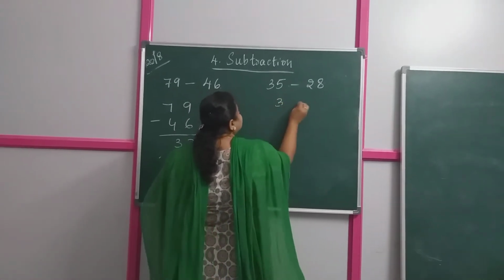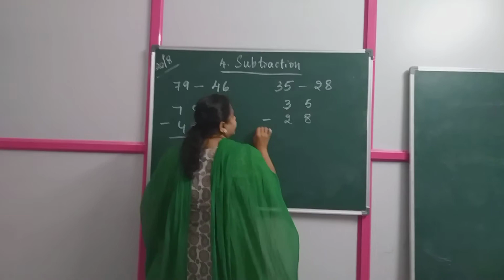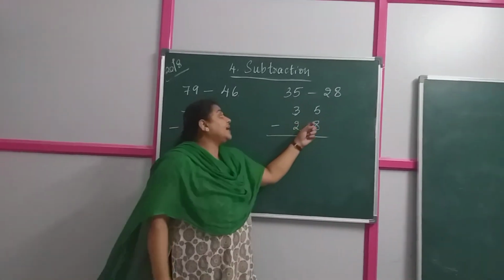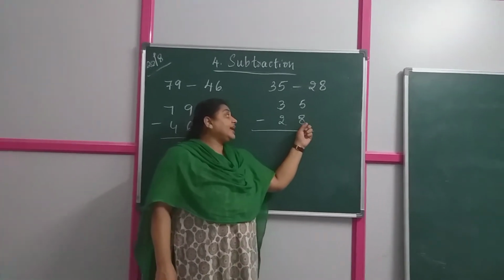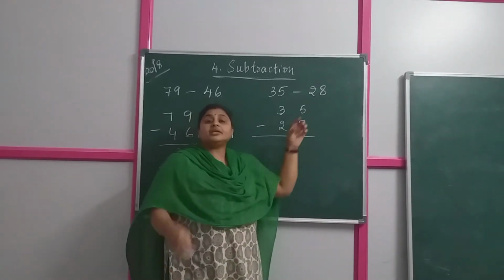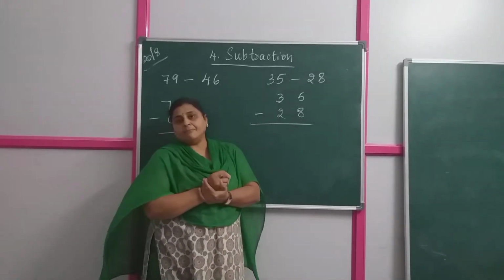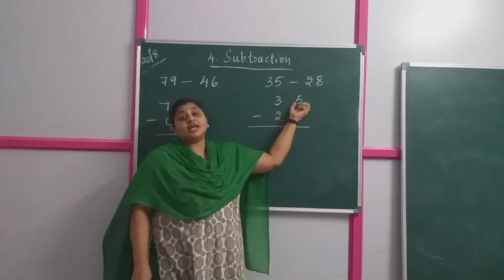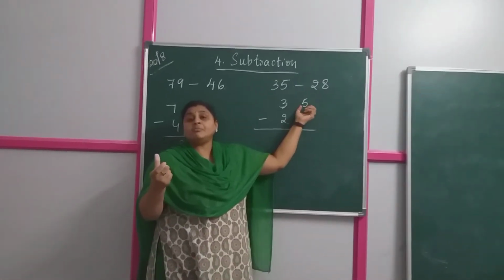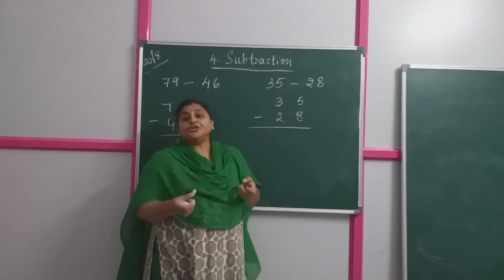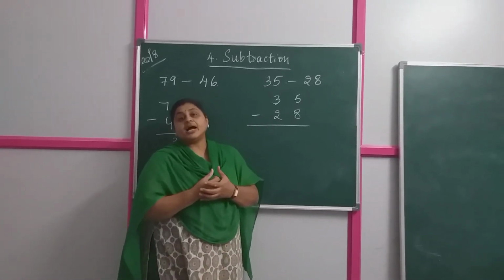So let us arrange the numbers. Minus. Now listen children, can I subtract 5 from 8? Can I subtract 8 from 5? Generally we subtract a smaller number from a bigger number. But here we got a smaller number. Can we take out a bigger number from a smaller number? No. Then what to do? So what are we taking? We are borrowing.